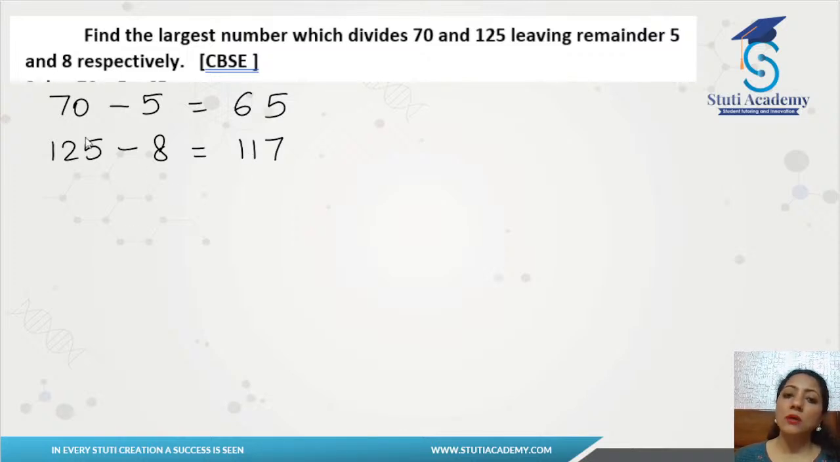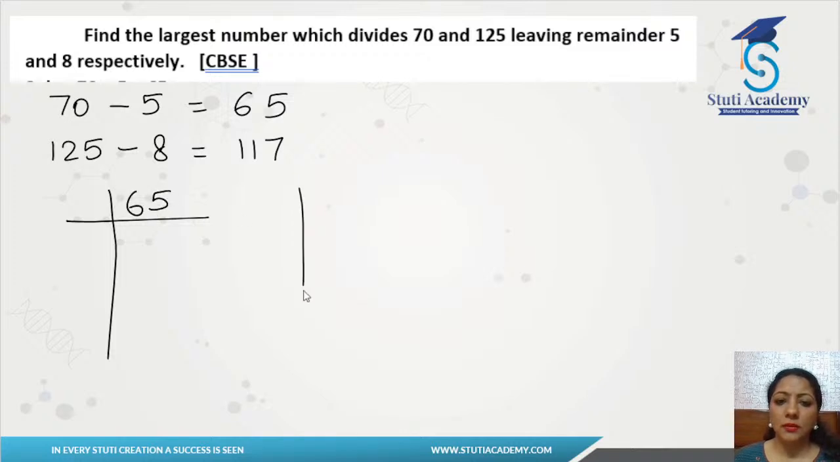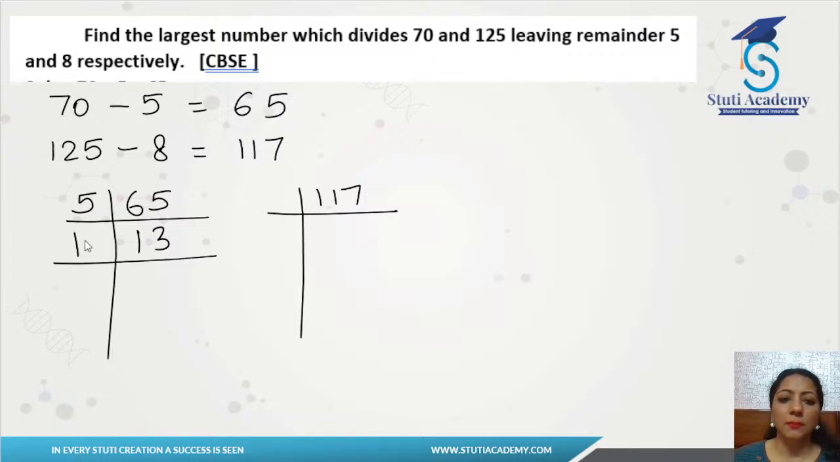Actually, I have to now solve for the HCF of 65 and 117. So, in order to solve for the HCF of 65 and 117, we are going to prime factorize these two separately. So, this is going to go by 5 and we are going to get 13. 13 is a prime number. This will give us 1 here.